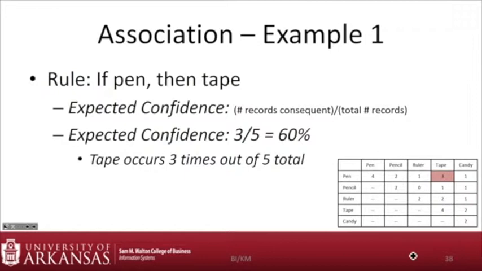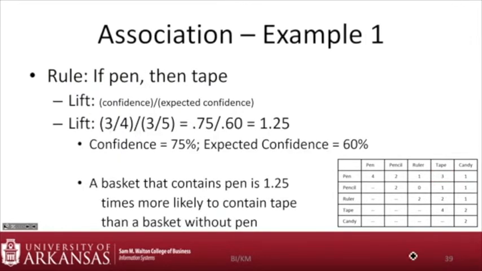Just really quickly, because we need this for our next calculation, we need the expected confidence. So here, you buy tape all by itself 3 out of 5 times. And that's our expected confidence. And then to calculate our lift, we take the confidence that we've already calculated, so that's 75%, and divide it by the expected confidence, which was 60%, 3 out of 5 times. And we end up with 1.25. So if we have a basket that contains a pen, it's 1.25 times more likely to contain tape than a basket without a pen.